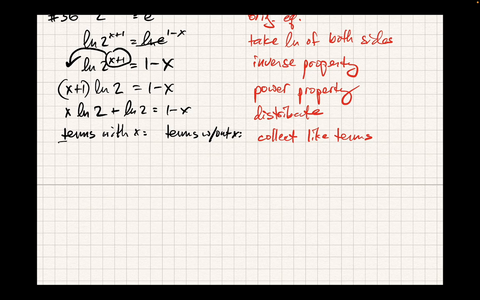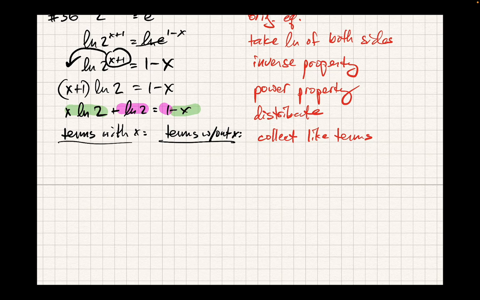So I want terms with x on the left side, but couldn't we just subtract? Oh wait, no, because it's x times. So let's highlight the terms with x. Which are x times ln 2, and negative x. And what are my terms without x? ln 2 and 1.